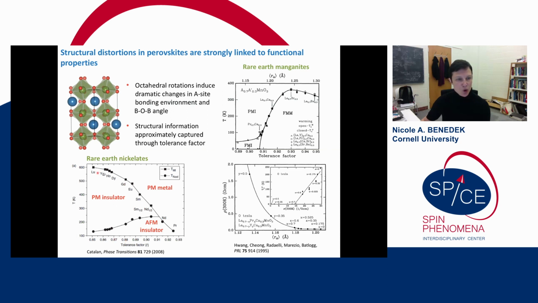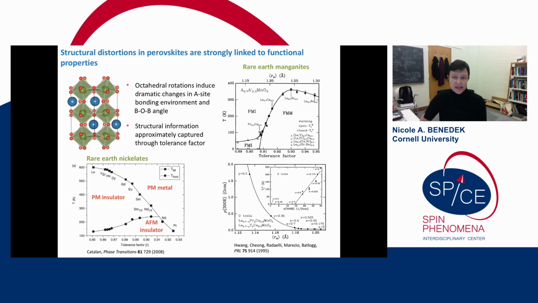Basically, as t gets smaller, this metal-oxygen-metal bond angle gets more and more bent. And you can see similar trends and phenomena in other families like the rare earth manganites.